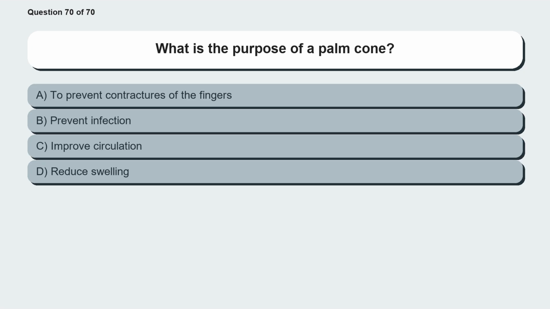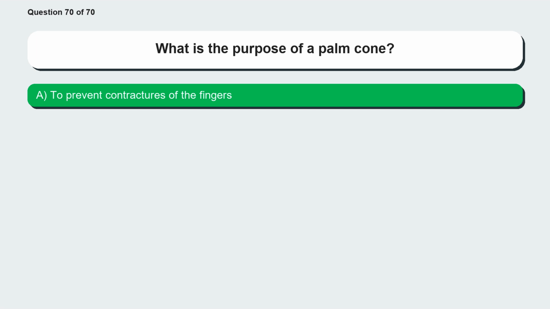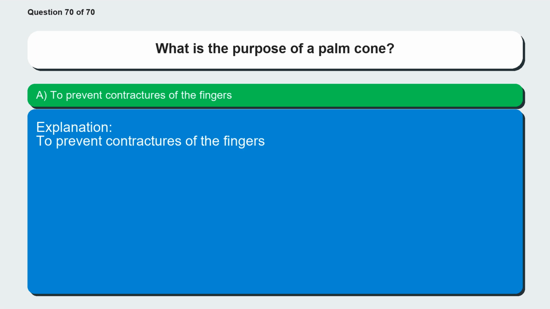Question 70. What is the purpose of a palm cone? Option A, to prevent contractures of the fingers. Option B, prevent infection. Option C, improve circulation. Option D, reduce swelling. The correct answer is option A, to prevent contractures of the fingers.